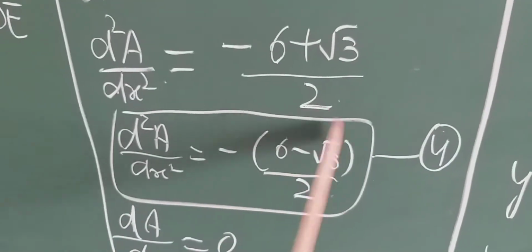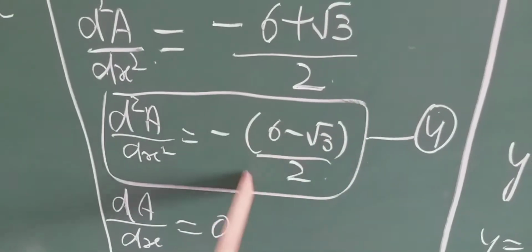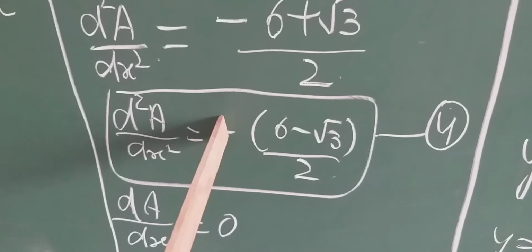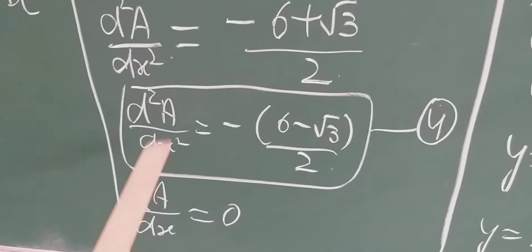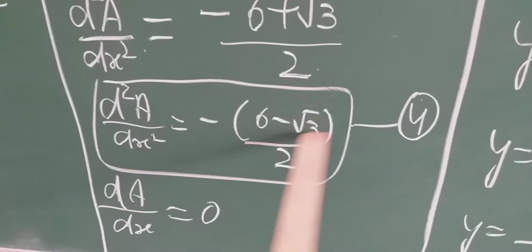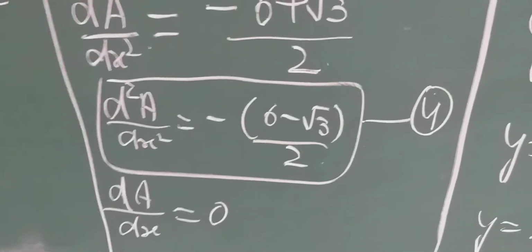Students, 6 minus root 3 upon 2 is positive. The outside minus sign shows that this value is negative. Okay, so this is d square A upon dx square. This is question number 4.